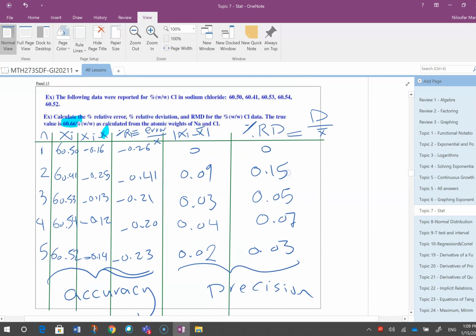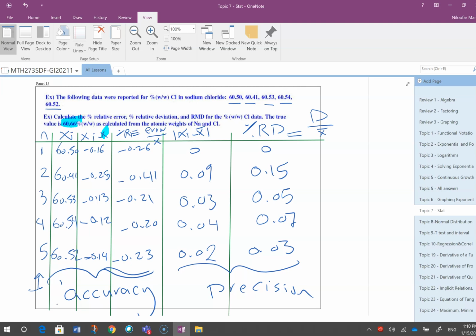Let's do this example here. I have these values as xi, so x1, x2, x3, x4, and x5. I write them all here: 1, 2, 3, 4, 5. Then I write them all here. Then I find x bar. So what is x bar?